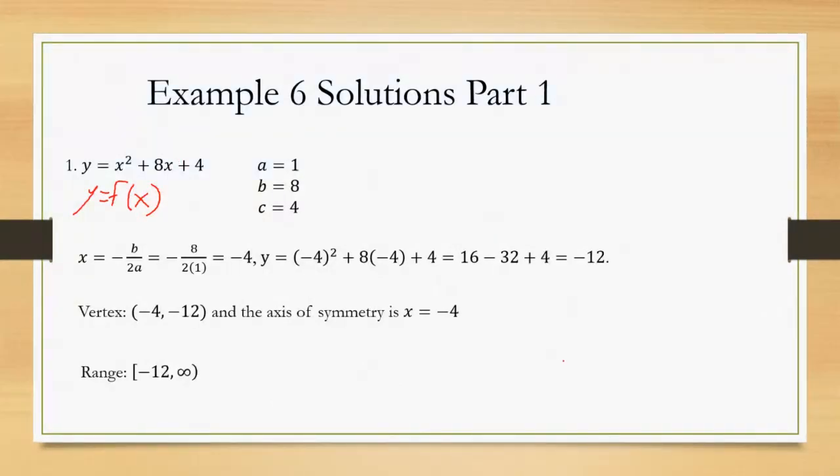But since a is 1, the graph points upward like this, as you can see. The vertex is at the very bottom. Let me see if I can draw this. Okay, this is going to be interesting. Oh, that's not bad. That's where the vertex is. And the range, as you can see, is going to go up to infinity. That is, it's going to be from minus 12 to infinity, because the graph is going up.